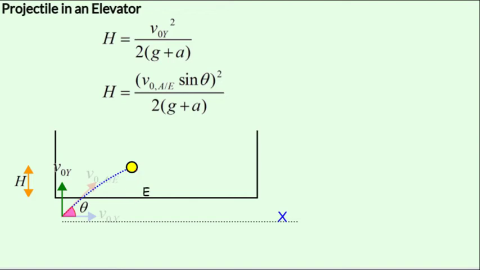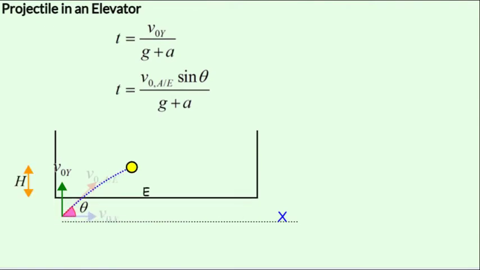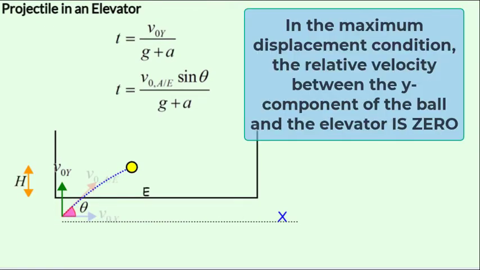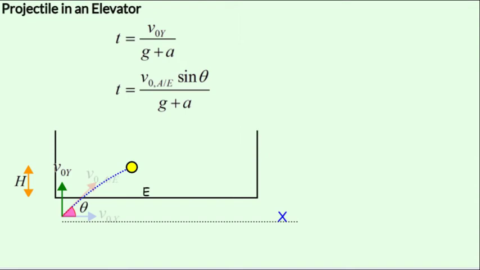And what will be the time taken by the ball to get to this position of maximum height? We use the same concept, that is, in the condition for maximum displacement, the relative velocity between the y component of velocity of the ball and the elevator velocity will be 0, just like we did when a ball was launched vertically. And when we substitute that into the first equation of motion, we obtain the time as v0 a with respect to e times sine of theta over g plus a.